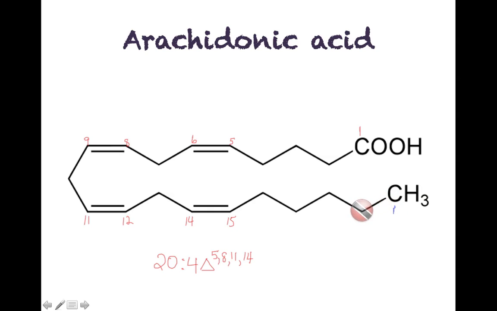So 1, 2, 3, 4, 5, 6. So from the methyl end, the first double bond is between carbon 6 and 7. So we say that this is an omega 6 fatty acid. So this strange looking kind of W, it's an omega sign. It's an omega 6 fatty acid. Now arachidonic acid is a polyunsaturated fatty acid. It has 4 double bonds. But when you're doing the omega designation, you're only concerned with the first double bond from the methyl end. So it's an omega 6 fatty acid.